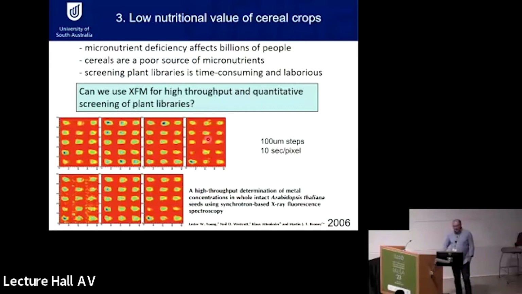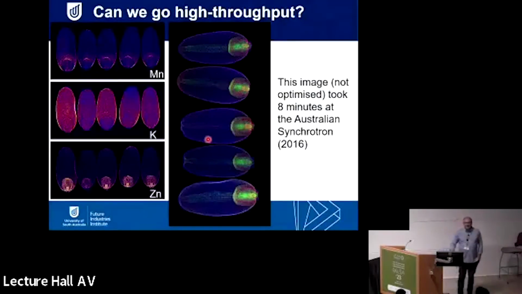I was preparing a manuscript back then, and I just saw this paper, and I was at the Synchrotron and said, I'll give it a go. So I took 5 seeds of wheat, put them in front of the Maia detector, and that's what you get in 8 minutes without optimizing the system.